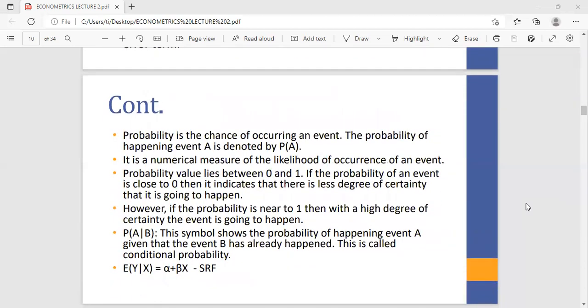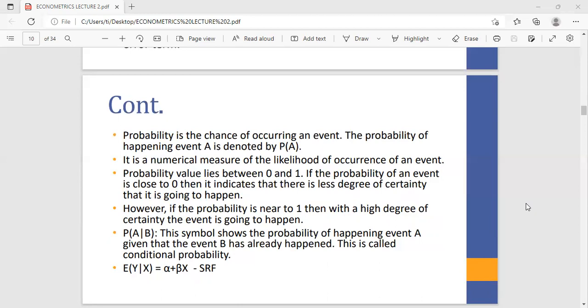Probability, let me define it now formally. Probability is the chance of occurring of an event. The probability of happening of event A is denoted by P(A). It is a numerical measure of the likelihood of occurrence of an event. Probability theoretically lies between 0 and 1.